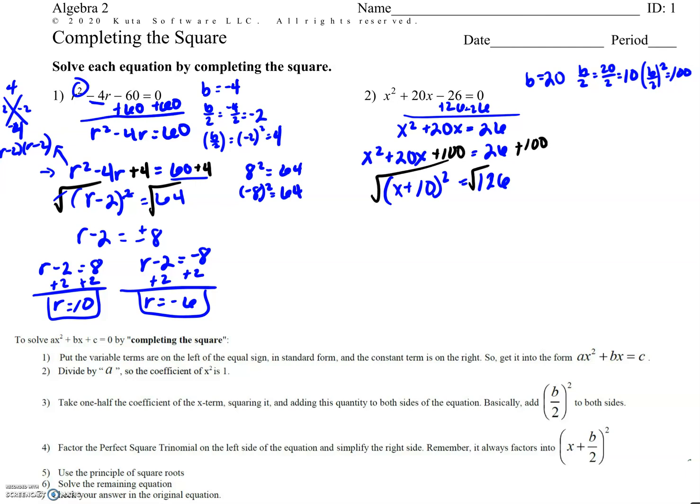the square root of a squared goes away, so leaving us with x plus 10 on the left. Now, the first example was beautiful. It was a perfect square. The square root of 64 was 8. But 126 is not a perfect square, so we're going to have to simplify the radical like we did yesterday in class. So I'm going to go ahead and factor 126 over here.